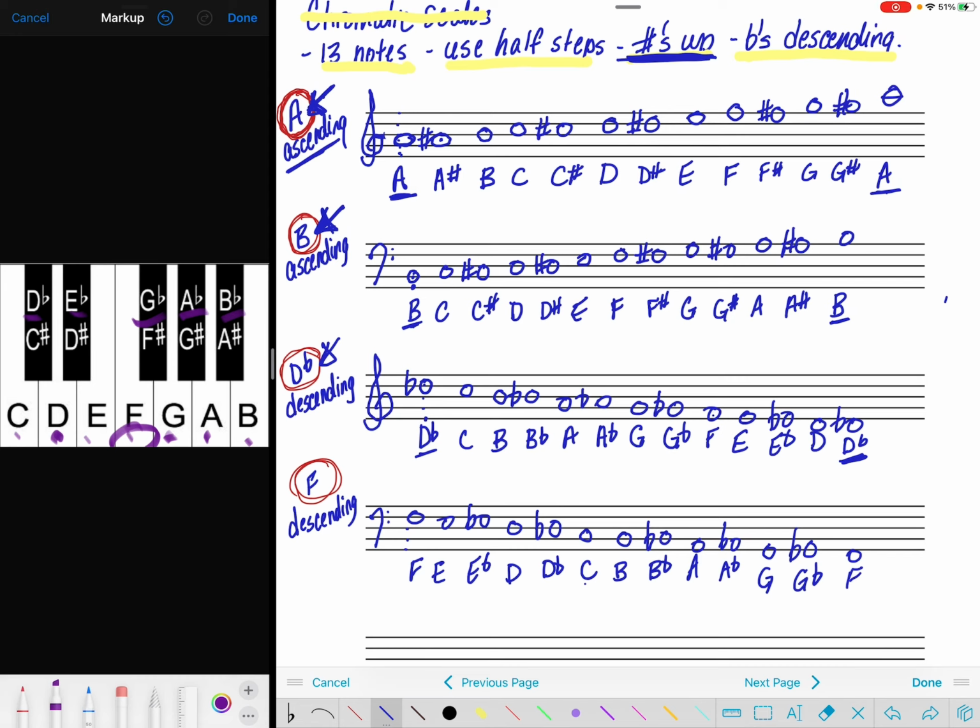That's it. Now you go back, you do page 20 in your purple pack.